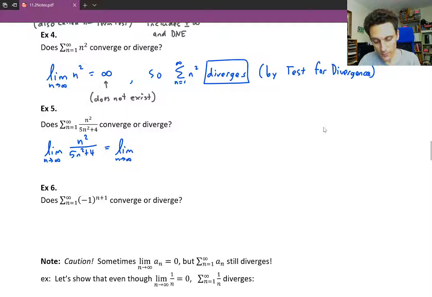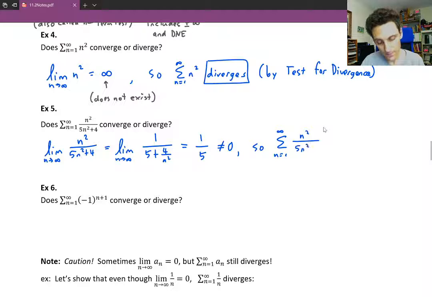Now to evaluate this limit, we can divide the top and the bottom by n squared. That's the highest powered term, aside from its coefficient. So divide the top and the bottom by n squared, and we get 1 over 5 plus 0, which is 1/5. And because that's not 0, the test for divergence says that the series diverges. Again, by the test for divergence.